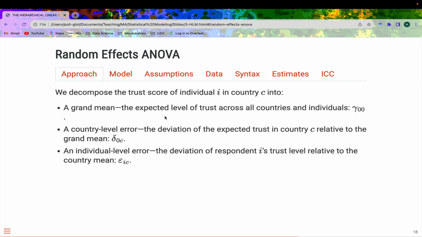Then we add to that an individual level error. That's the deviation of respondent i's trust level relative to the country mean, and I'm going to denote that by epsilon sub ic. We know that it's an individual level characteristic because it has both a subscript i and a subscript c. What that individual level error recognizes is that some individual's score may also be larger or smaller than the average in the country in which that individual resides.